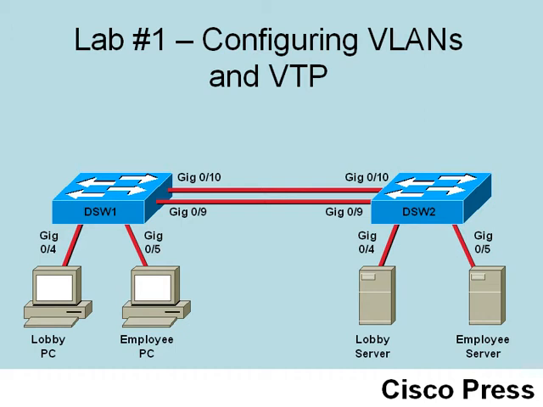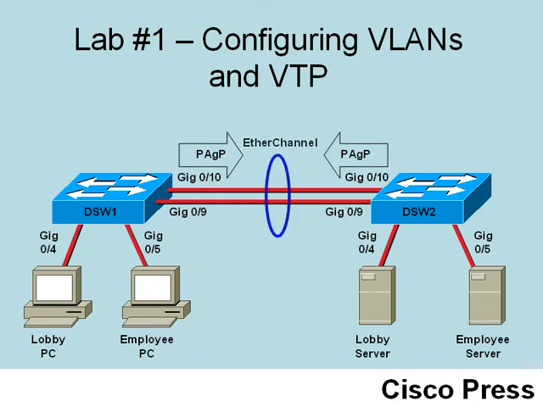Notice we have a couple of switches, DSW1 and DSW2. They are interconnected with two connections. What we want to do in the first portion of this lab is to go to each of those switches and configure them to support EtherChannel. We're going to configure them so that they will send PAgP frames, Port Aggregation Protocol frames, which will support the creation of an EtherChannel where we can have multiple physical links logically bonded together into this virtual interface.